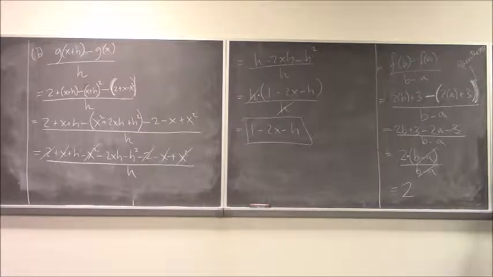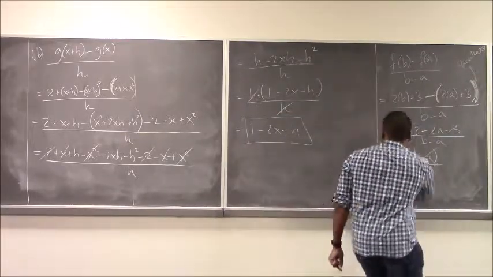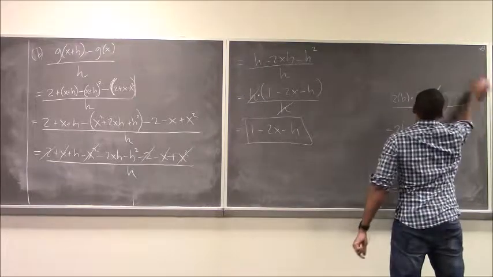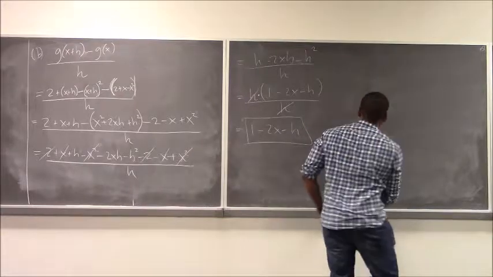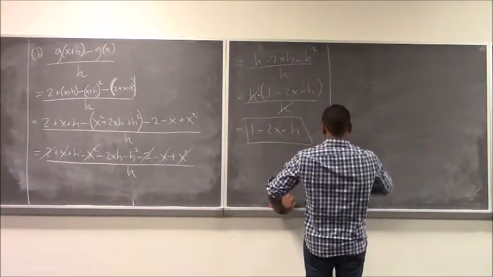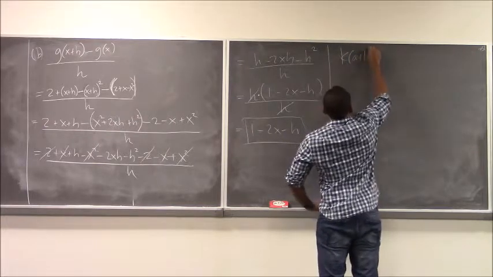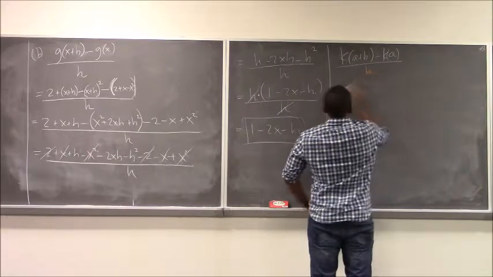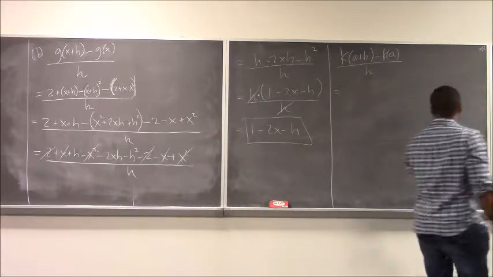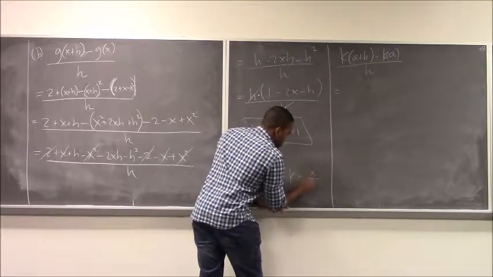The other one was K. So K of a plus h minus K of a, all over h, was the next expression we wanted to do. Our K, remember, our K was just x over x plus 2x.